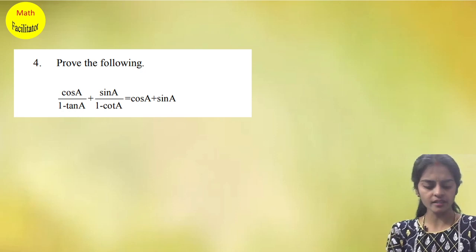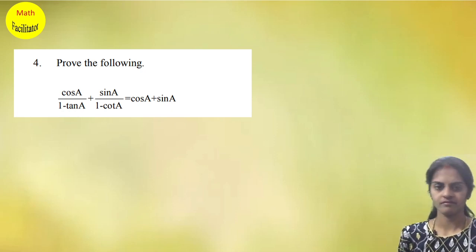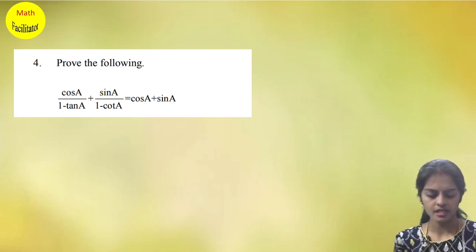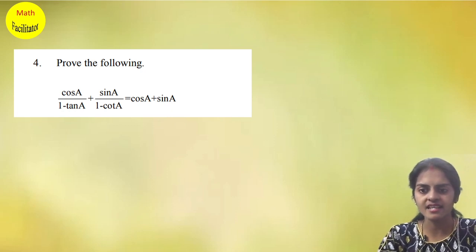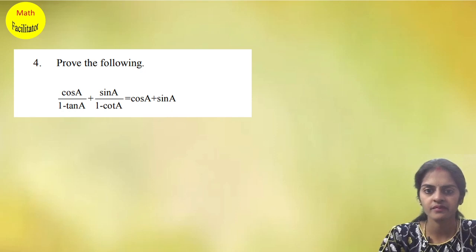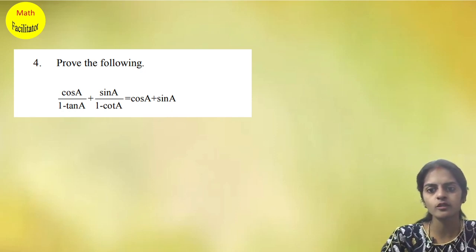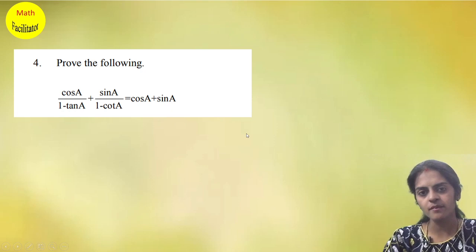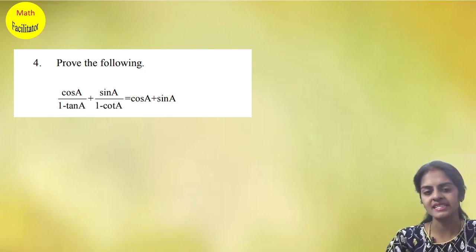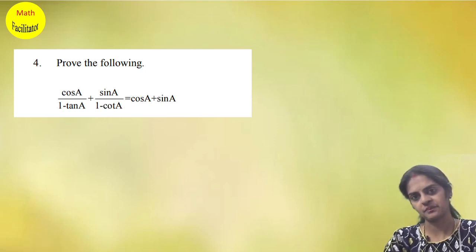Okay. See question number 3. Prove the following. Again you have to prove this. So what is given to you in the LHS? Just have a look. So think how you can do this. What can be done here? Cos A by 1 minus tan A plus sin A by 1 minus cot A.